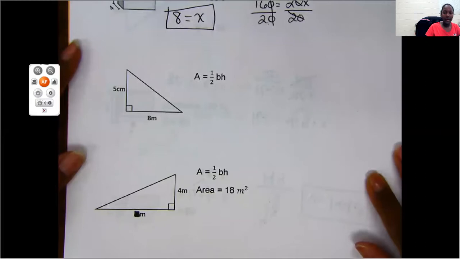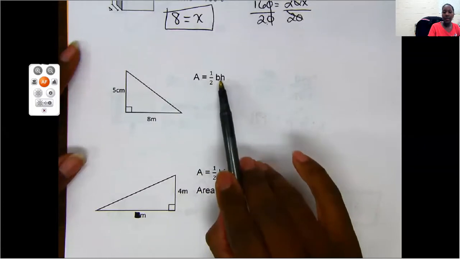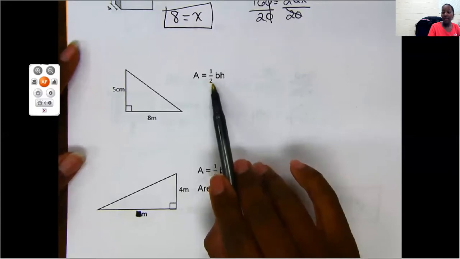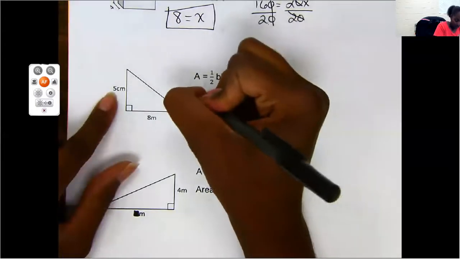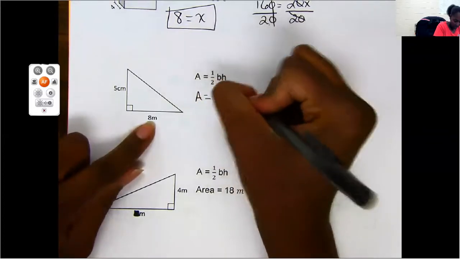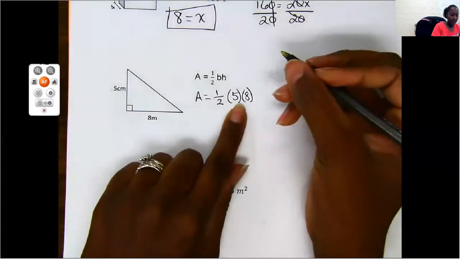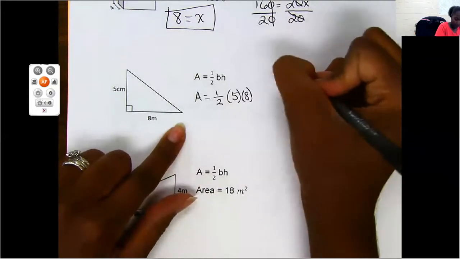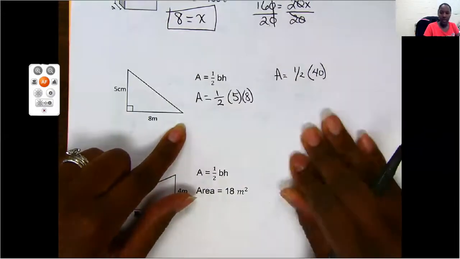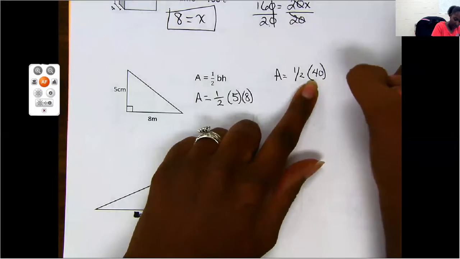All right, finding the area of a triangle. It says my formula is half of base times height. I recommend multiplying first, do your base times your height, then take half of it. When you take half of something, that means you're dividing by 2, okay? So let's go ahead and set it up. A equals half of base times the height, okay? So I'm gonna deal with my multiplication first. 5 times 8 is 40, okay? Now, finally, I need to take half of 40.